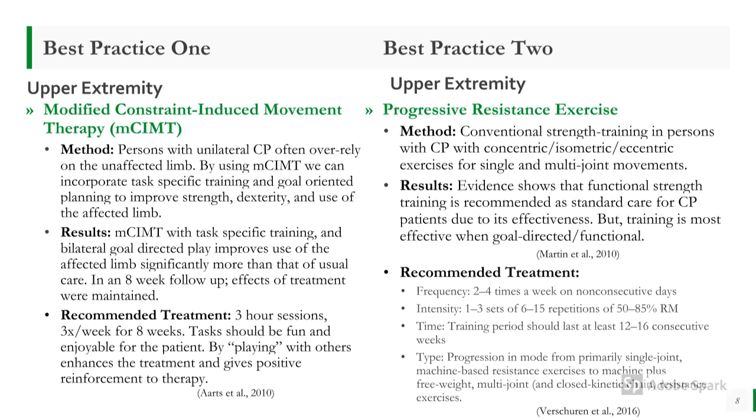Now, intensity is a big one. We want them working at a moderate load. We don't want to overexert them because we're doing a slow, steady, consistent strengthening program. With that being said, so we have them doing 1 to 3 sets of each exercise with 6 to 15 rep range. And like I said, moderate load, so you're going to do 50 to 85% of their repetition maximums. The time, like I said, slow, consecutive, consistent training, 12 to 16 weeks.